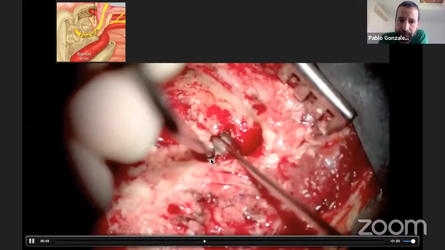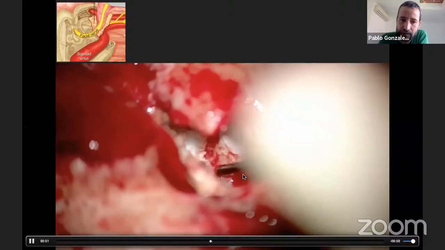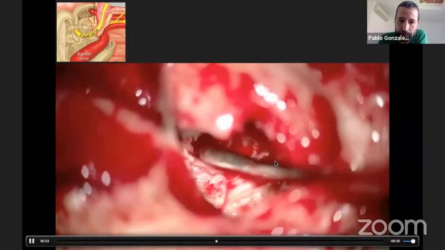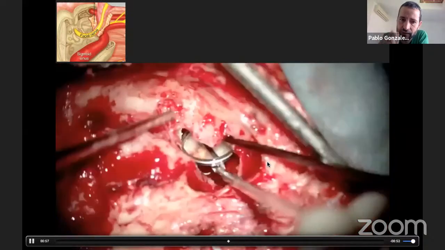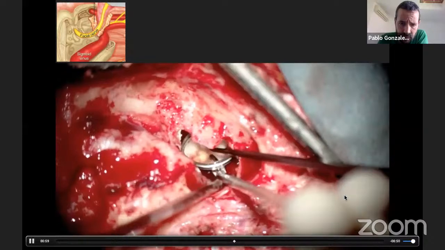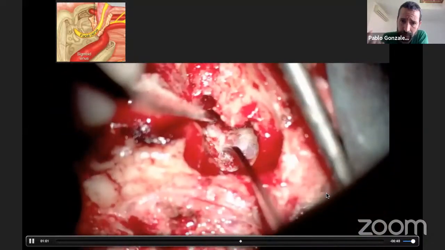Then we went deeper to the jugular foramen. This is the intrapetrous part of the jugular foramen. We had some CSF. This is the glossopharyngeal nerve. We checked it with the stimulator, and with this speculum we were able to have a look.